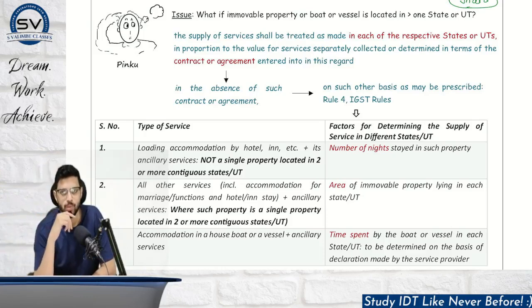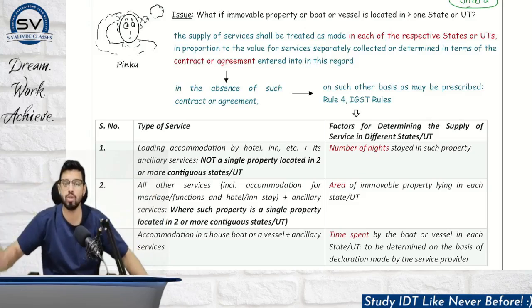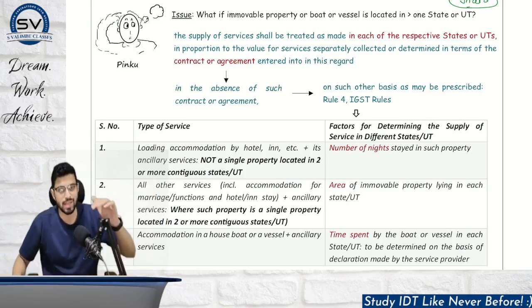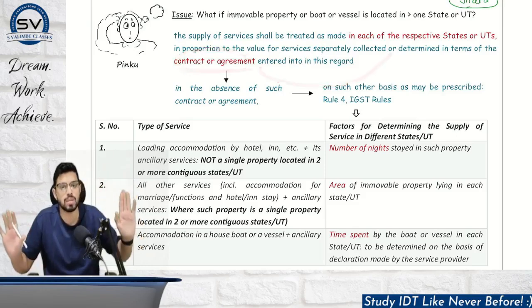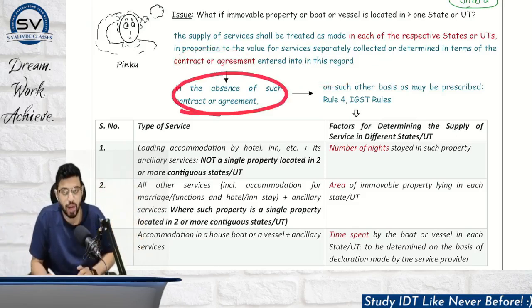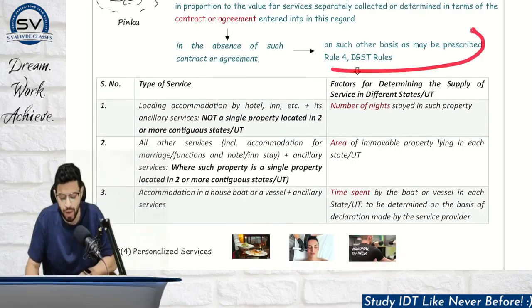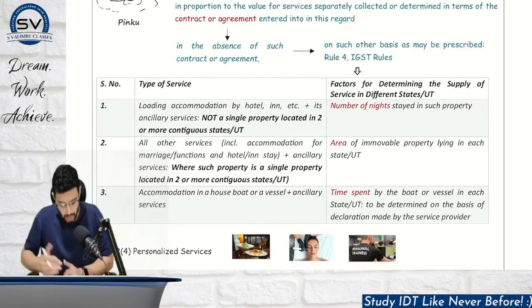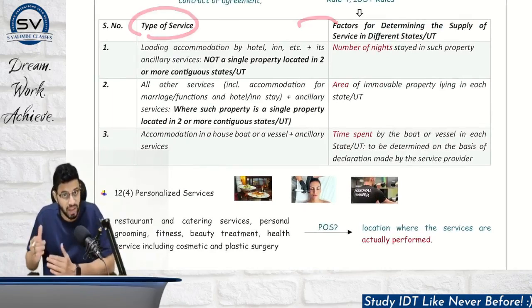Let's say the total value of the entire transaction is 10 lakh. So how will we distribute 10 lakh among two or three states? For that, the law says that you have to apportion it as per the contract or agreement terms. But what if such a contract or agreement is absent, or it does not contain the terms for such bifurcation? Then in that case, we have to apply rule number 4 of the IGST rules. Now, let's see what rule number 4 says: the type of service, and then we will see the factor for bifurcation.